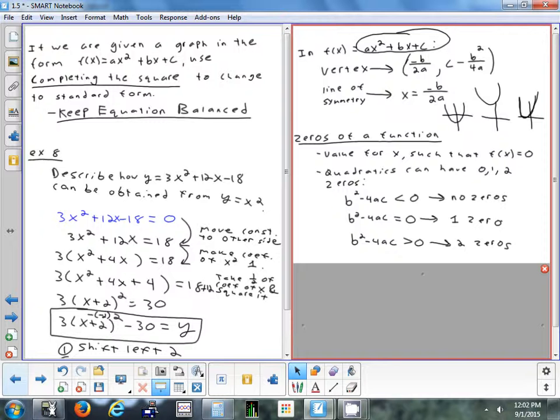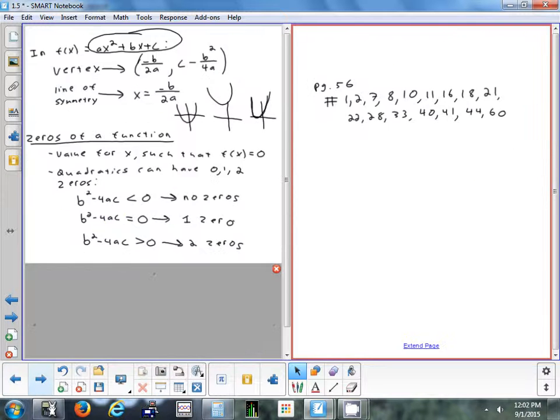Any questions on that? It's homework tonight, just on one page. Okay, so not 2 pages tonight. This is page 56. And it kind of skips around a little bit. It's 1, 2, 7, 8, 10, 11, 16, and 18, 21 and 22, 28, 33, 40, 41, 44, and 60.